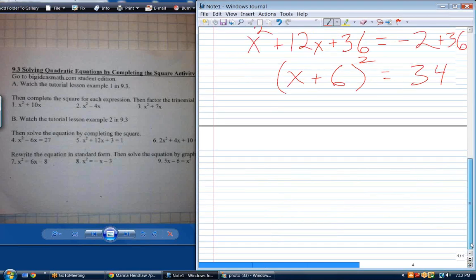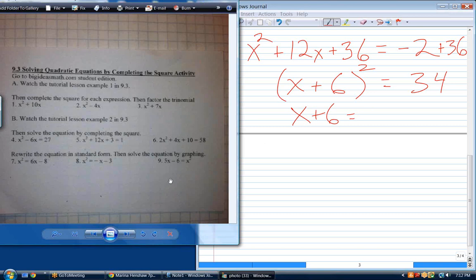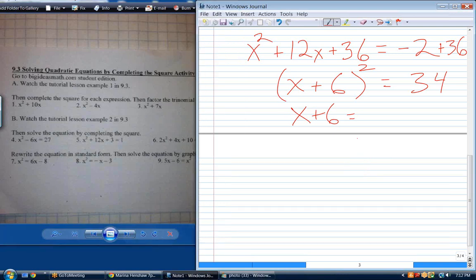The square root. Okay, so tell me what the next line is. x plus 6 equals... Don't think they want it in decimal. I think they want you to leave everything in radical, if I'm not mistaken, but I might be wrong, but that's the way it should be. Just leave it in radical form. So square root of 34. Oh, okay. But it's plus or minus.